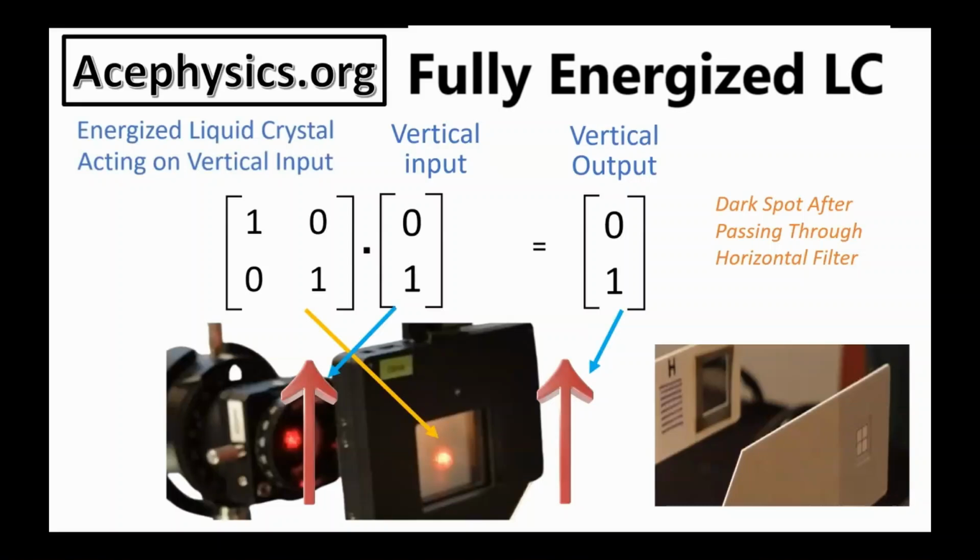Since the matrix leaves the vector unchanged, the output remains vertically polarized. When this light passes through a horizontal polarizer, it is completely blocked, resulting in a dark spot. Vertical light cannot pass through a horizontal filter.